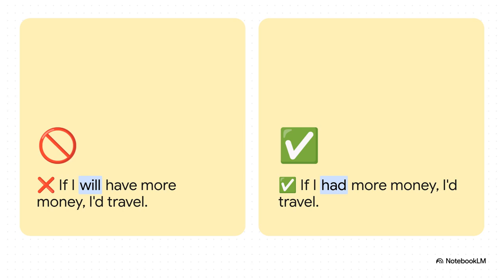But we got to remember our rule. Remember that psychological distance we literally just talked about? The correct phrasing is, if I had more money, I would travel. We have to train ourselves to resist that urge to use will and confidently stick to our trusty past simple phrasing right after the if. That past tense is the magic key.